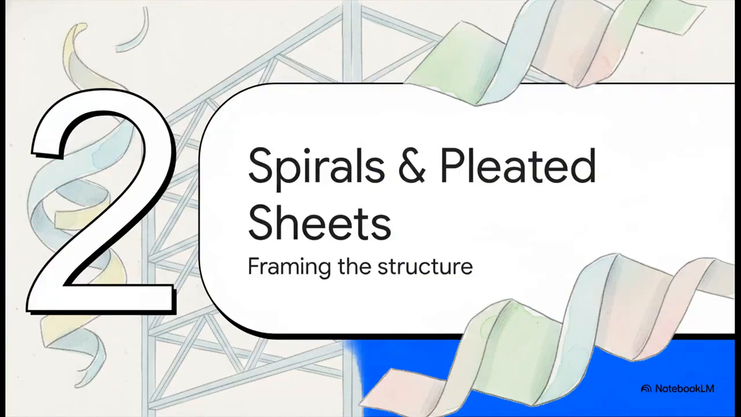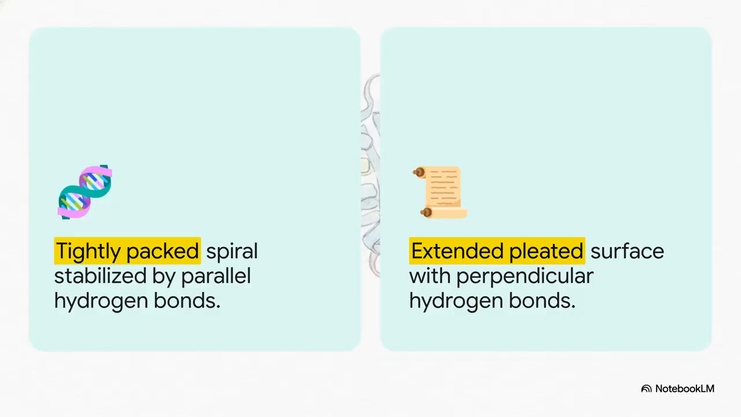Moving on to Section 2, spirals and pleated sheets, framing the structure. Now, what's really interesting here is how nature essentially uses two main architectural frames to build these structures. First up, the alpha helix. This is a tightly packed, coiled core, a right-handed spiral where the side chains extend outward so they don't get in each other's way. And it's stabilized by extensive hydrogen bonds that run parallel to the spiral.